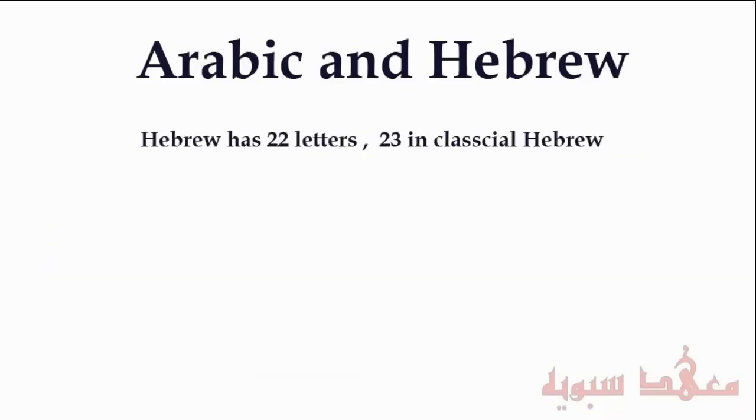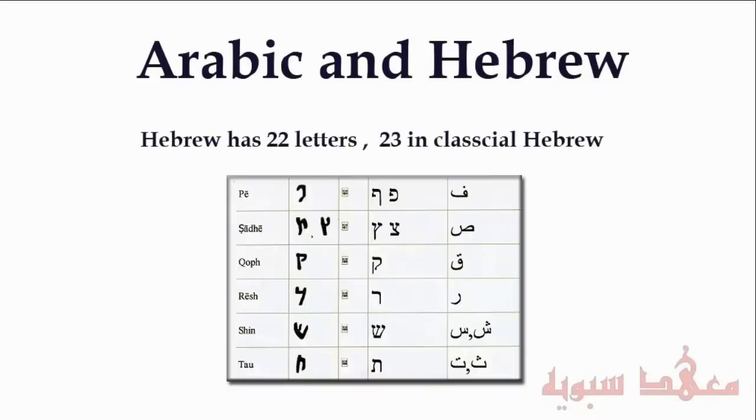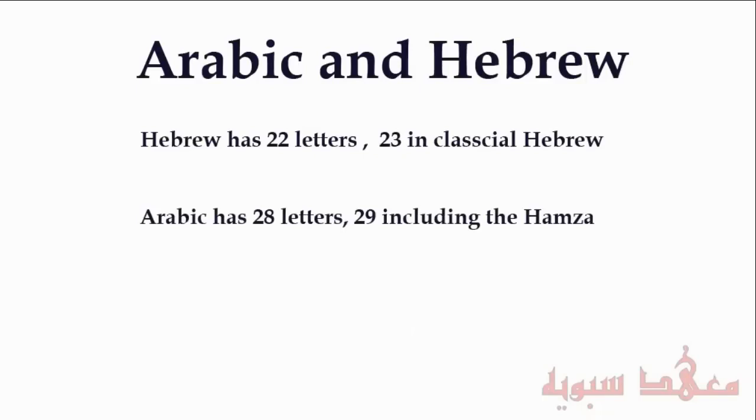So Hebrew has 22 letters, or 23 in classical Hebrew. Just a point here. We have here the sin and the sheen in Arabic, and we have one letter to represent this in Hebrew. Now, although we have the sound of sin and sheen, they're considered as if one letter. And sometimes one letter represents two distinct letters in the Arabic language. So, in Arabic we have 28 letters, and 29 including the hamza.